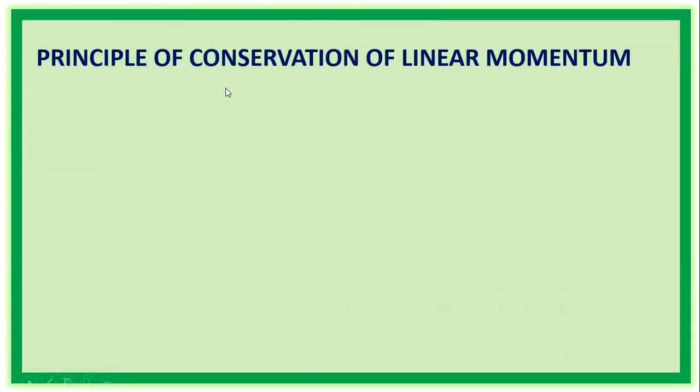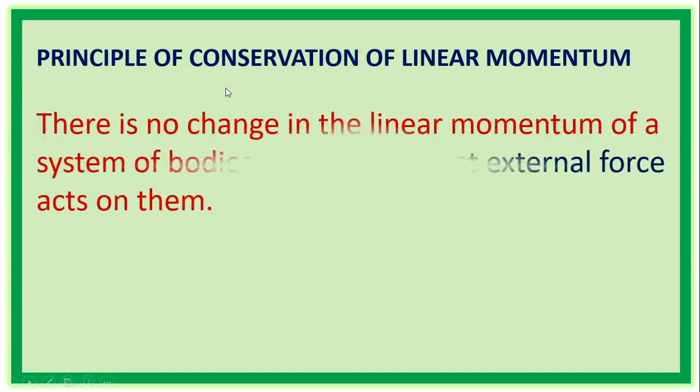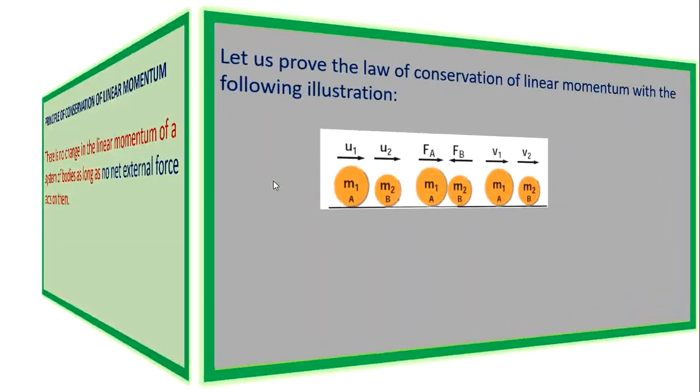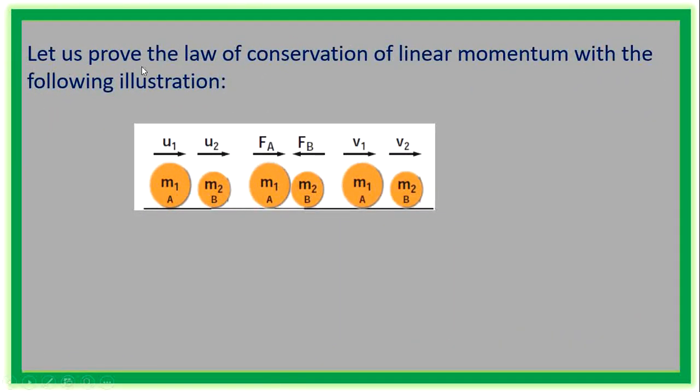Now, let us see the topic, principle of conservation of linear momentum. There is no change in the linear momentum of a system of bodies as long as no net external force acts on them. So, let us prove this statement by using a derivation. Now, see this diagram, body A having a mass m1 and body B having a mass m2. They move with initial velocities u1 and u2.